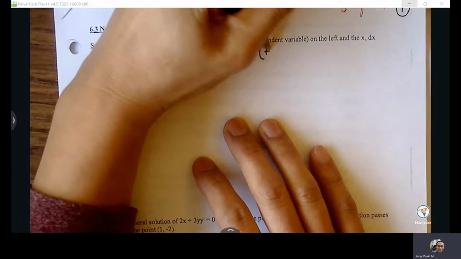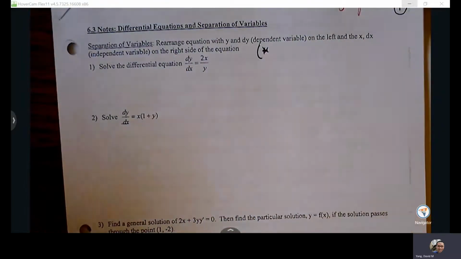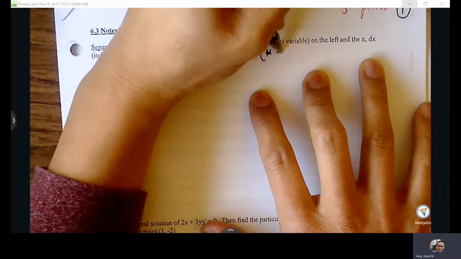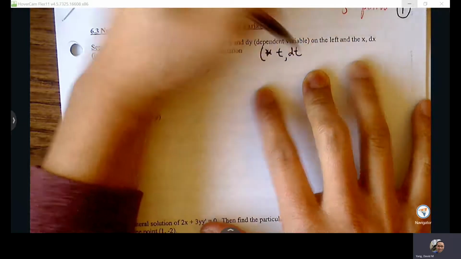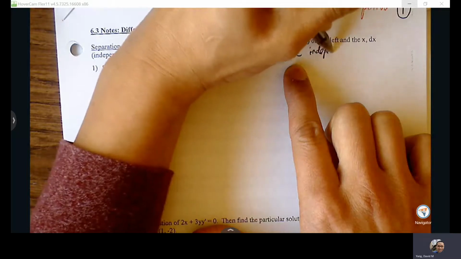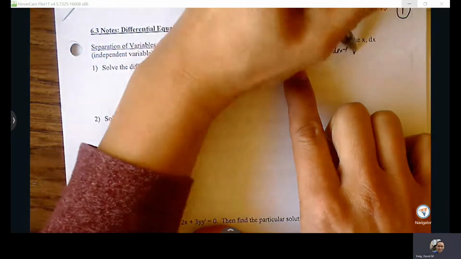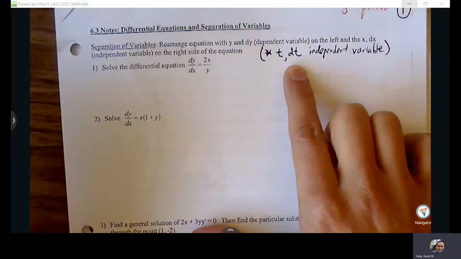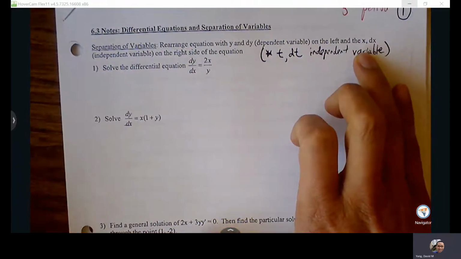Now, when we go to problems that are more AP style, we're going to see different variables coming into play here. And if you see t and dt, just understand that your t and dt will be your independent variable. So if you see problems involving t and dt, treat that as your x, okay?